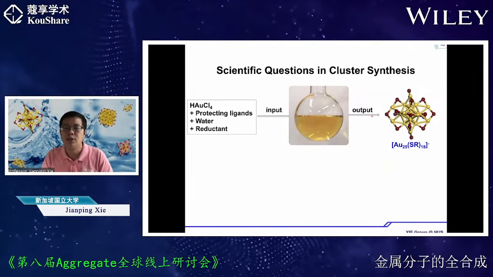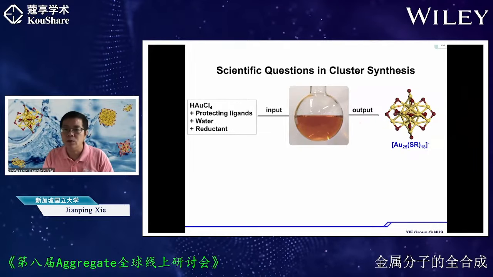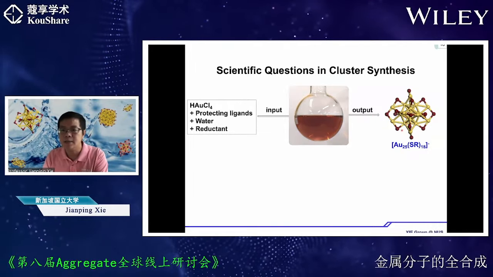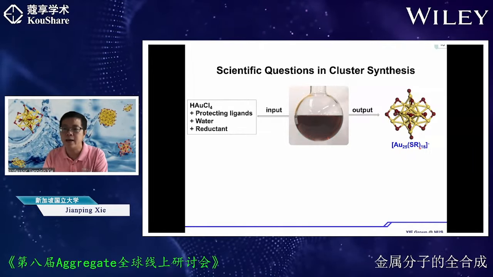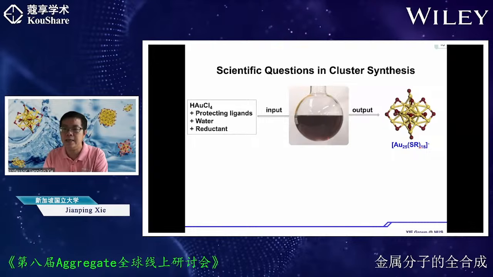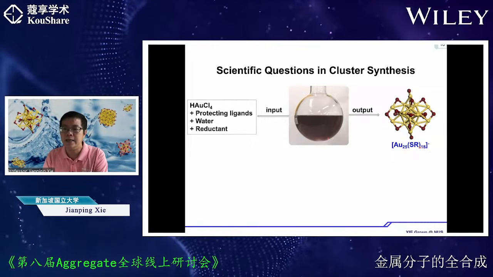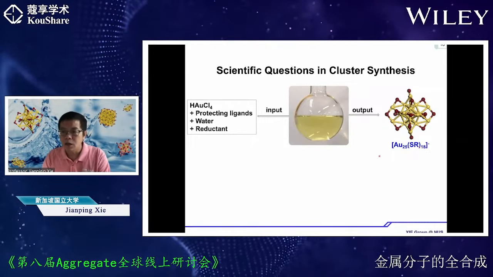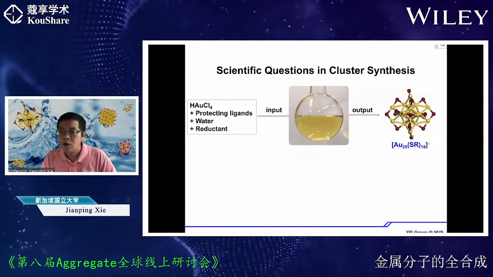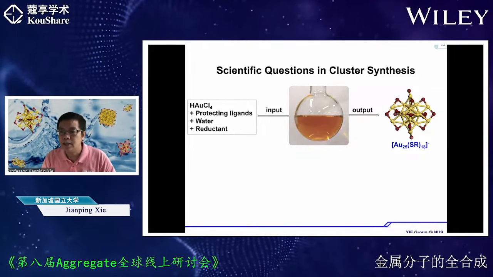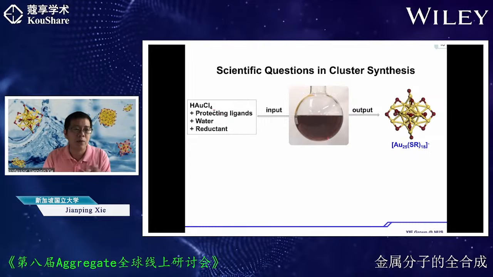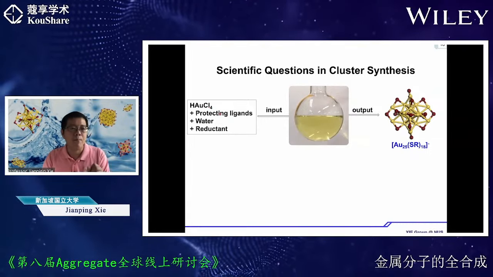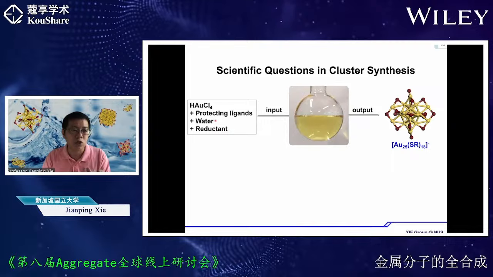Now I will discuss these in the slides. We use a very common cluster, gold 25. There are 25 gold atoms and 18 thiolate ligands. The orange here is the gold atoms, and the brown is the sulfur atoms. We can design a very simple method to synthesize these molecules. We have gold acids, we have protecting ligands, and we use water.